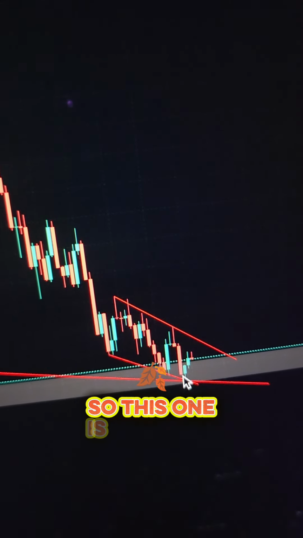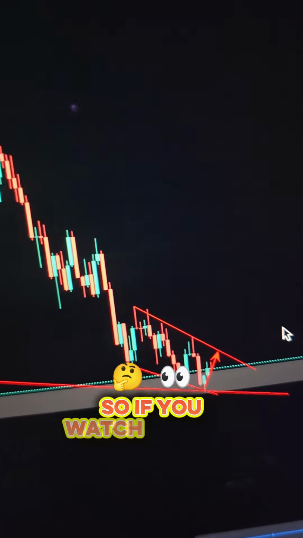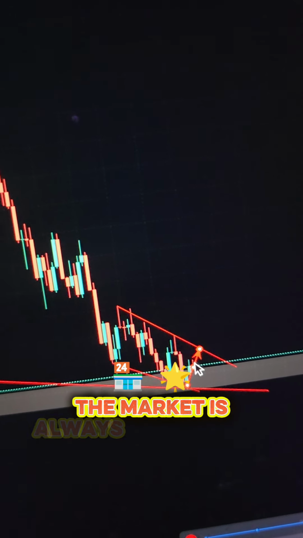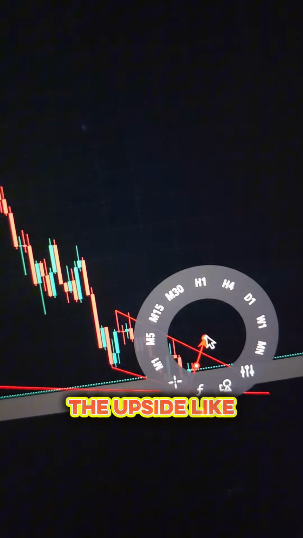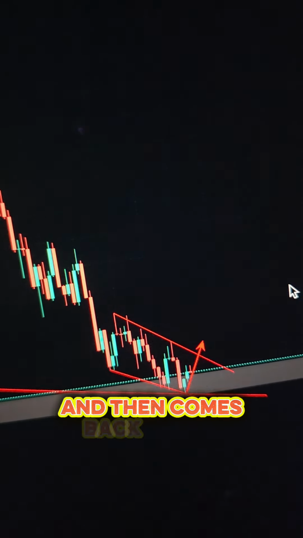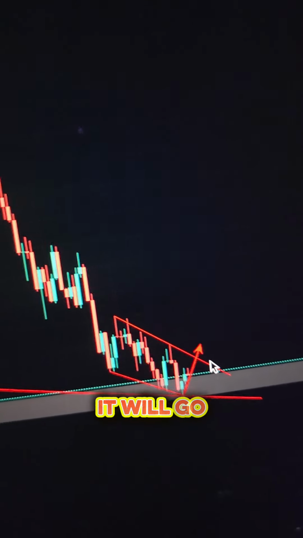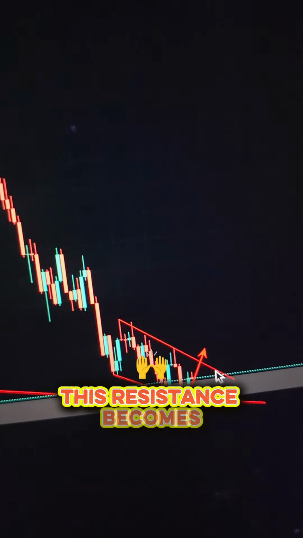So this one is a falling wedge, right? So if you watch most of my videos, you know that as long as there is a falling wedge, the market is always supposed to bounce at the support line at the bottom, and then 9 times out of 10 it is supposed to break to the upside like this, and then comes back with a retest back to the resistance, and then it will go up. So once it breaks to the upside, this resistance becomes the support.